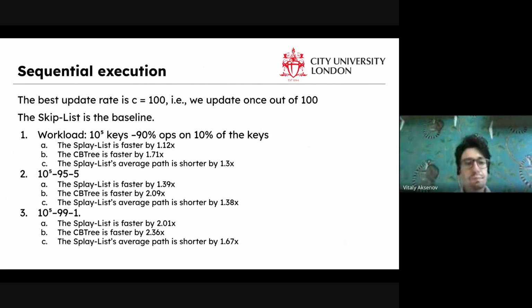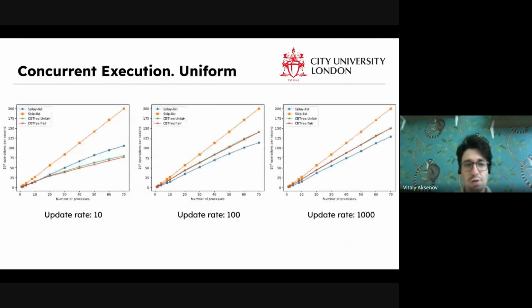But as you can see, the more skewed it gets, the shorter and shorter the average path becomes. So it was 1.3, then 1.38, then 1.76. So it indeed works. Then we looked briefly at their operations. Here the blue one is our data structure, the green and red are CBTree, and the orange one is SkipList.